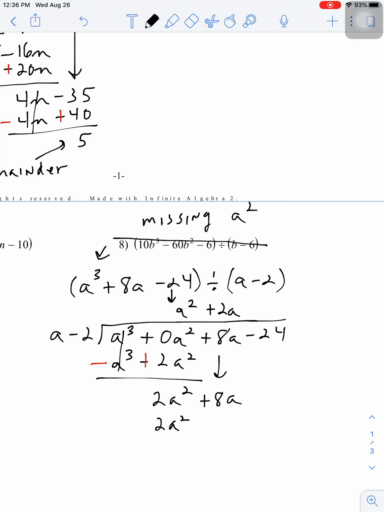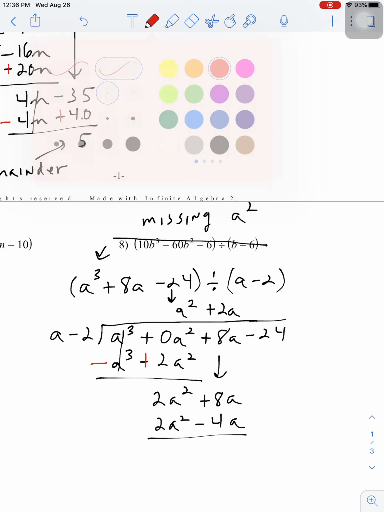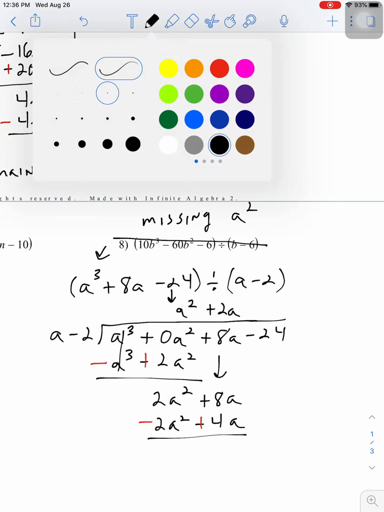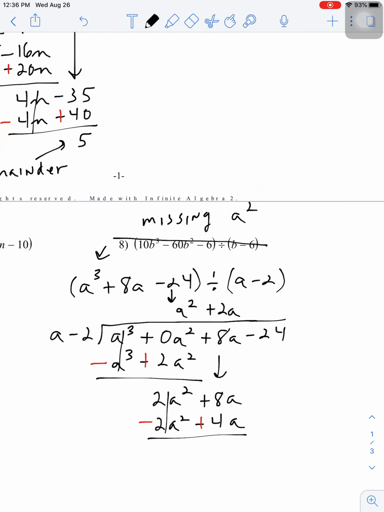Again, you want to think of it to match up. A 2a times a negative 2 is a negative 4a. And then we do our subtraction, and remember that's going to change the signs on both of them. And you want that first term to cancel out. And then 8a plus 4a is going to give me 12a. And then we got to bring down that negative 24.